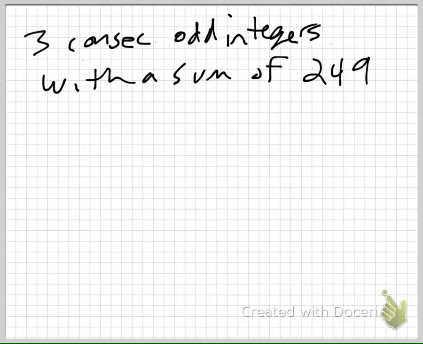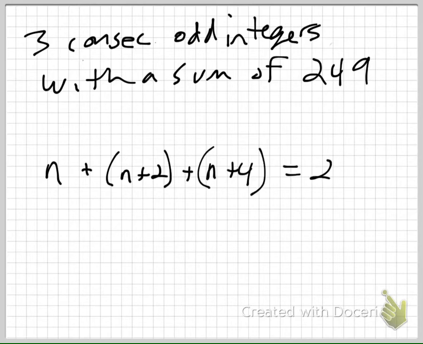Set up. Seriously, eyes are up here. Three consecutive odd integers. What if I had just said three consecutive integers? How would you do that? n plus n plus 1 plus n plus 2, right? So odd integers are n plus n plus 2 plus n plus 4. Even integers are also n plus n plus 2 plus n plus 4. But anyway, these are odd integers, so it's going to be n plus n plus 2 plus n plus 4 equals 249.